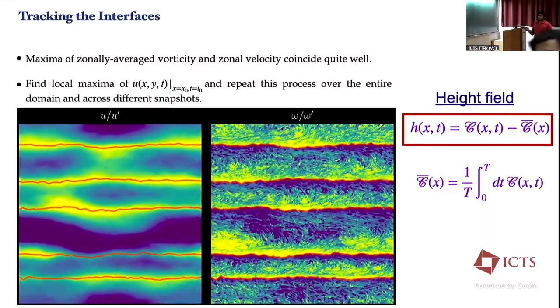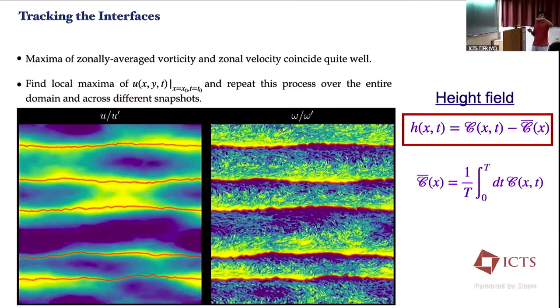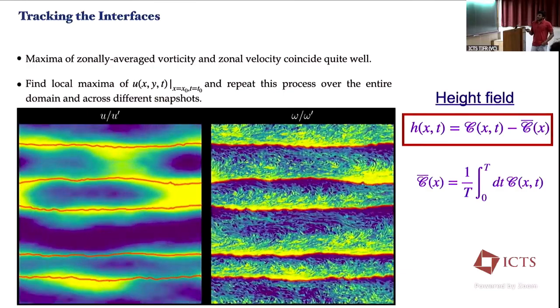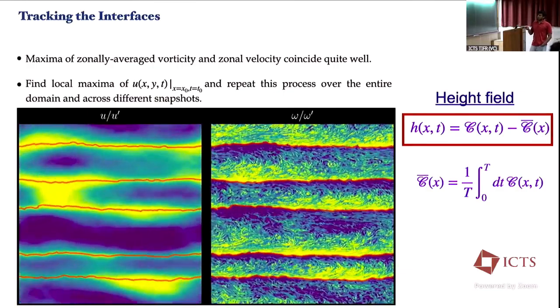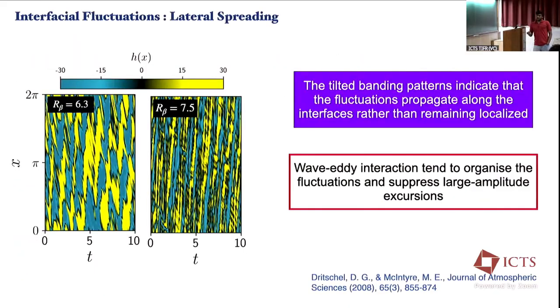And then if you want to characterize it, you define a height field, which is basically the deviation of a contour from its mean profile. And then you do analysis on this height field itself. The first thing is, if you look at the space-time plot, these are also called chymograph plots, you see these tilted banding patterns. What these patterns mean is that the fluctuations are not localized. If you have a fluctuation at x equal to x0, then at a later time it will propagate along the interface and go to some other position.